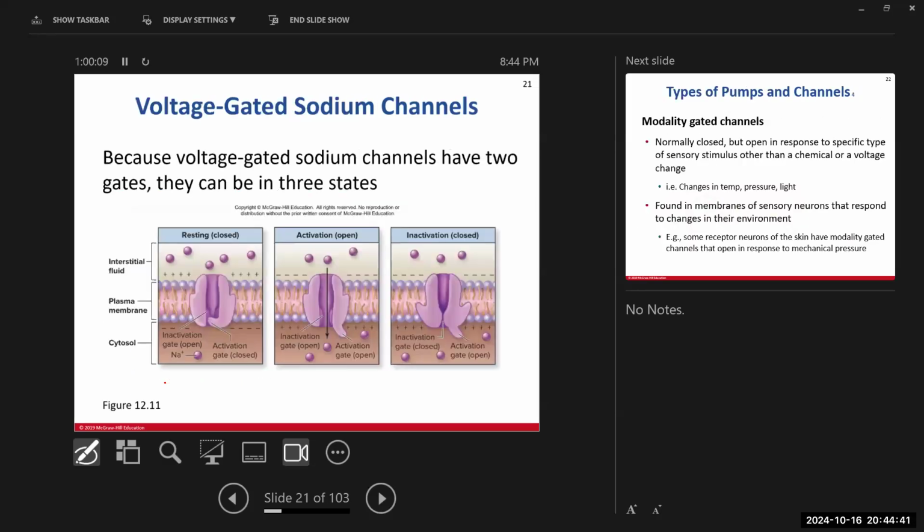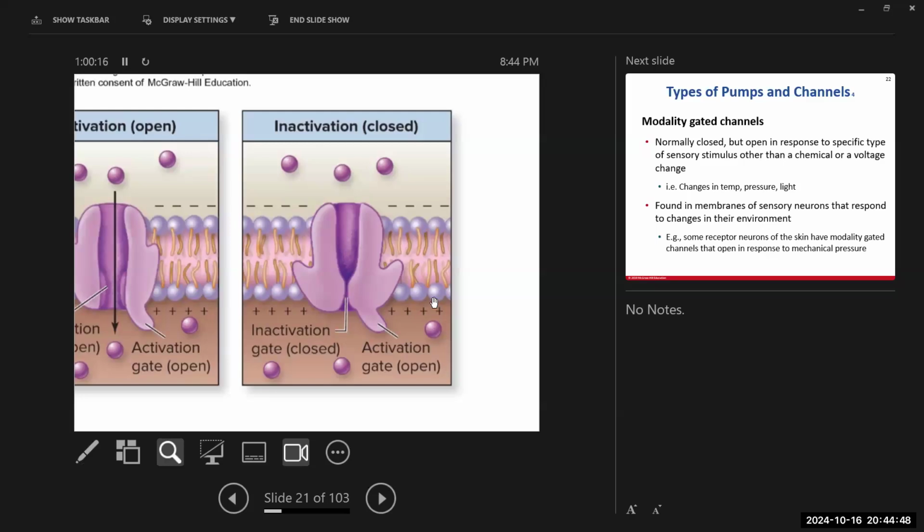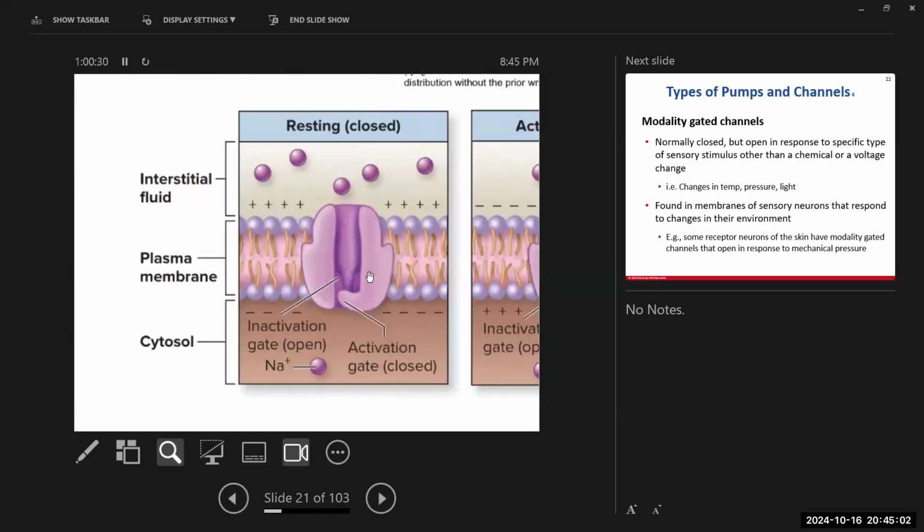I'll come right back to this slide. Right here you can see the inactivation gate is closed. It's pinched closed. Activation gate still open. No more sodium can enter in. This happens for such a short period of time, right? It'll briefly occur, and then we quickly revert back to the resting state here. Because what will happen is the activation gate will close and the inactivation gate will open up. But again, it's blocked, so no ions can enter through there.